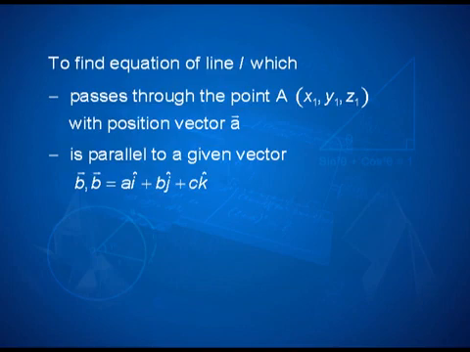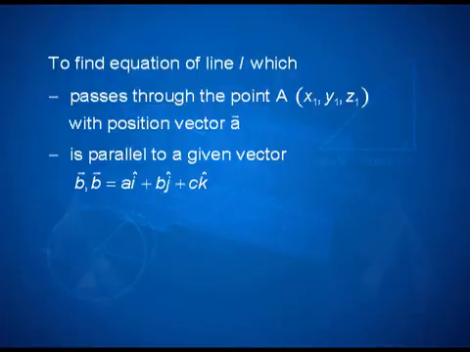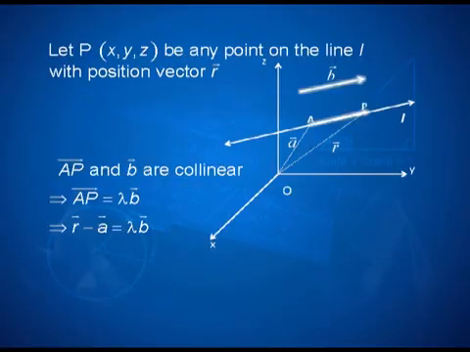Now, what we are looking at is a locus of any point on this line. Suppose P with x, y, z be any point on that line, and let its position vector be the vector r. What you are looking at in this figure is a line passing through A and P and a vector along which the line is defined.